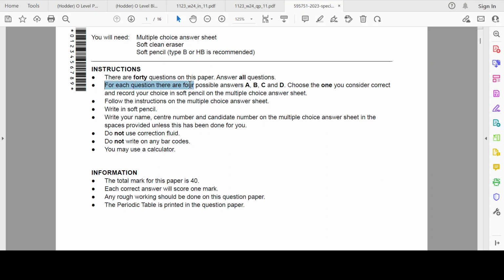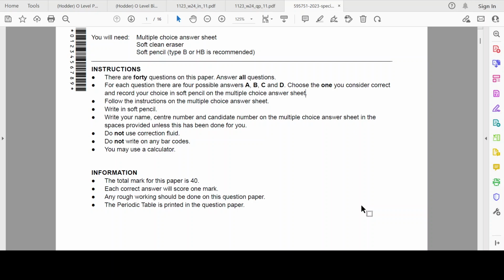For each question, there are 4 possible answers. Choose the one you consider correct and record your choice in soft pencil. So obviously you're going to mark it on your paper first and then later copy it. If you're very confident of your answer, you can just mark it, because you need to fill in the circle on your answer sheet, and you don't want to fill it in and then erase it and fill in something else, because if it's not erased properly, that could create problems when it's being scanned.